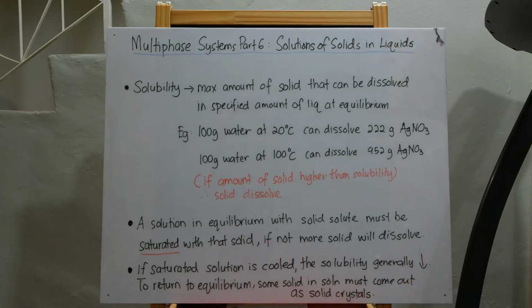So I repeat, this is a saturated solution. I'm going to use just this example. If the temperature of this 100 gram of water is reduced to 10 degrees C, the solubility will reduce based on this statement. So probably the solubility becomes 100 gram silver nitrate per 100 gram of water. It means 122 gram of silver nitrate can no longer be dissolved in this water. It has to come out as solid crystals. That's what this statement means.